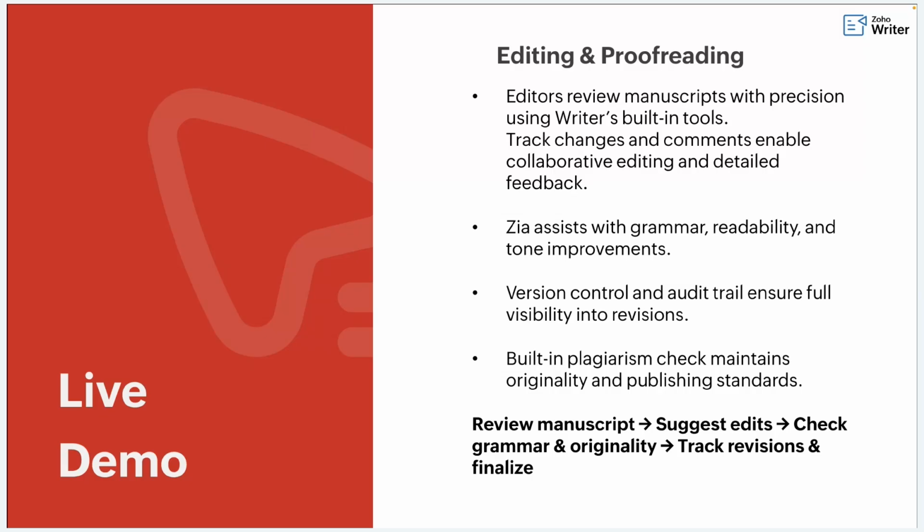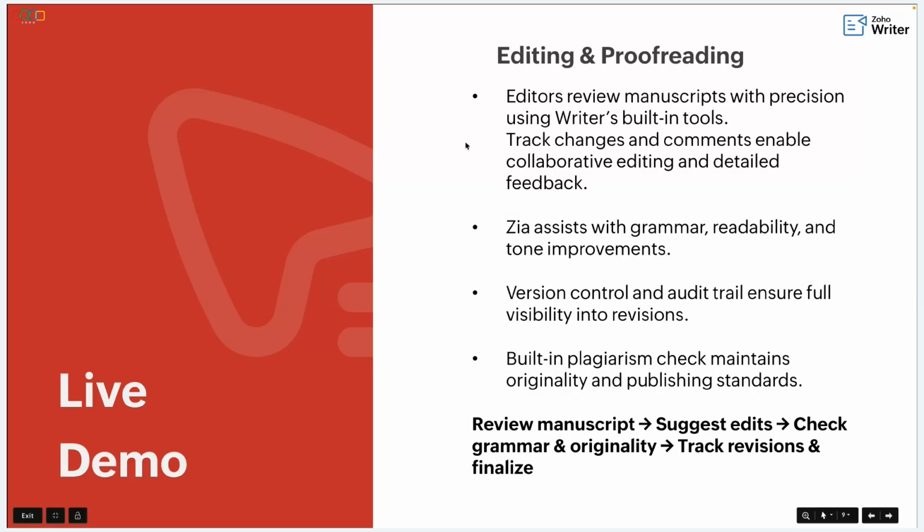To give you a quick example, let's imagine a manuscript that's just been submitted by an author. The editor opens it in Writer, enables track changes, and starts reviewing line by line. They correct grammatical errors with the help of Zia, leave inline comments for clarification, and run a quick plagiarism check before final approval. Once done, the editor can finalize the reviewed version, all while maintaining a full audit trail for reference. Can you show us a quick demo on this part?